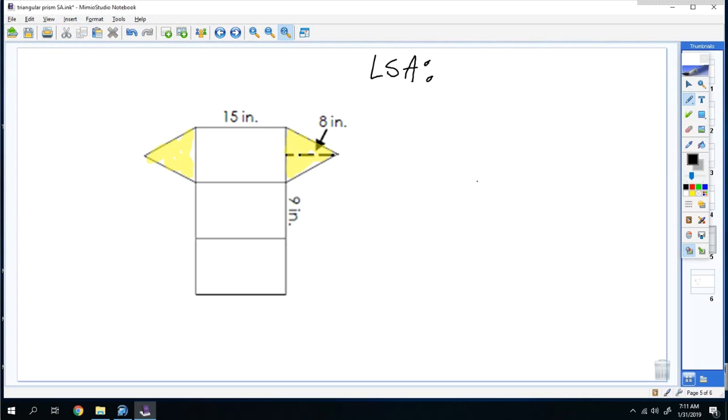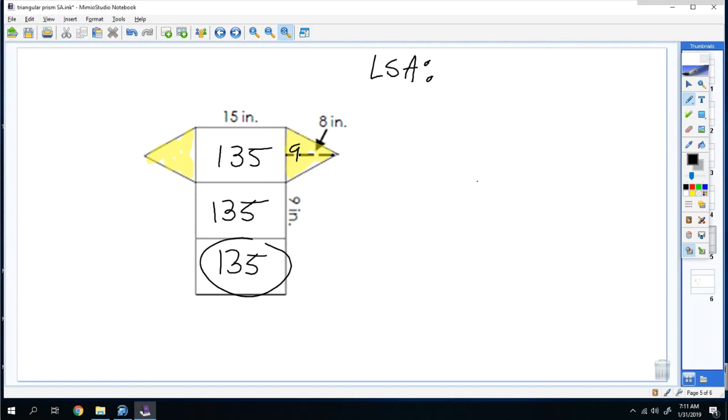So this is a 15 by 9. All of these are actually 15 by 9. Now, that's not pretty common. There are some triangular prisms that will have different sizes of rectangles. All 3 of them could be different sizes. So we're going to do 15 times 9, which is 135. So that means that this one is 135, and that means this one's 135.